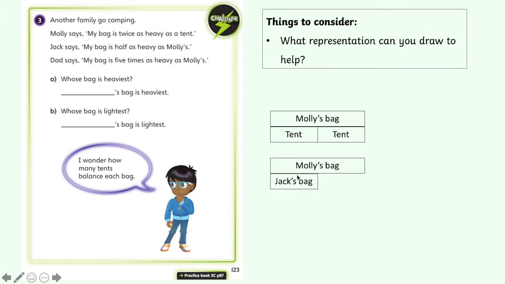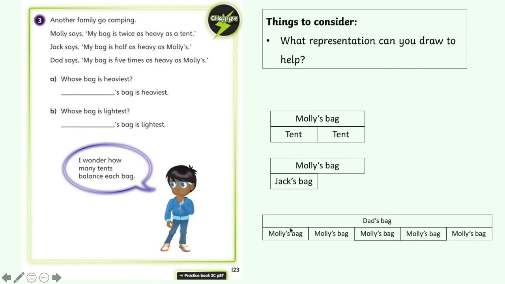But we need to think about Dad's bag, don't we? Dad says that his bag is 5 times as heavy as Molly's. Right, this is going to be a big one to draw out. Have a look at this. We've got 5 lots of Molly's bag just to make up 1 of Dad's bag. So looking at these, we now know that Dad's bag is definitely the heaviest. And whose bag is the lightest? Well, it's not Molly's bag because Molly's bag is bigger than Jack's bag. It must be Jack's bag. His is the lightest bag.